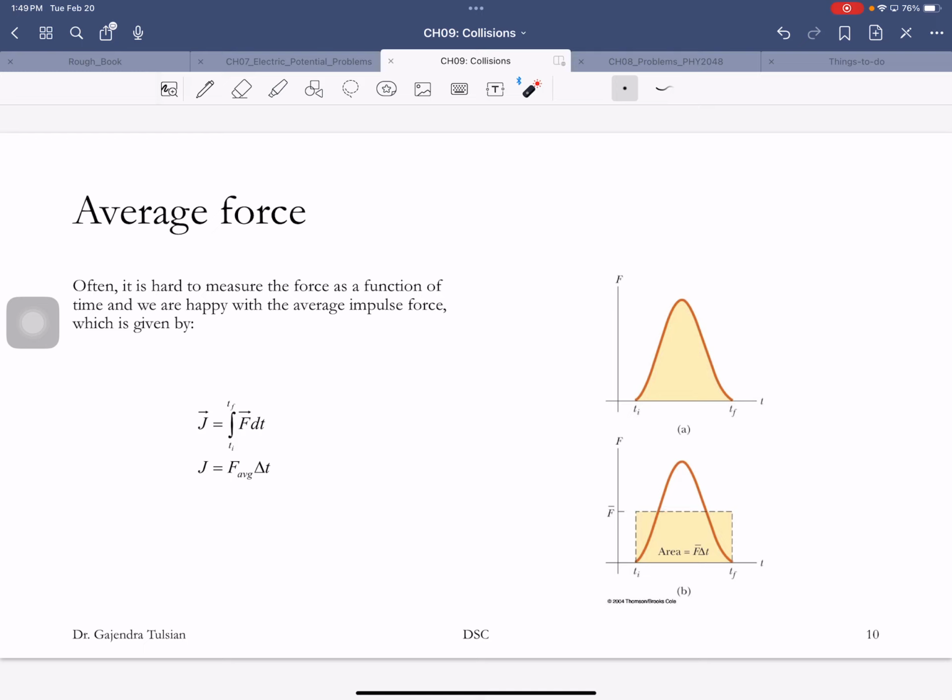The average force is defined as one that lives as long as the original force, and this area is equal to that area. So that's the definition of the average force. Oftentimes we're just interested in that. And again, in most sporting events, how long does the force live? More than a couple milliseconds, about 50 milliseconds in baseball, for instance. So this time is about 50 milliseconds. All right, you guys understand?